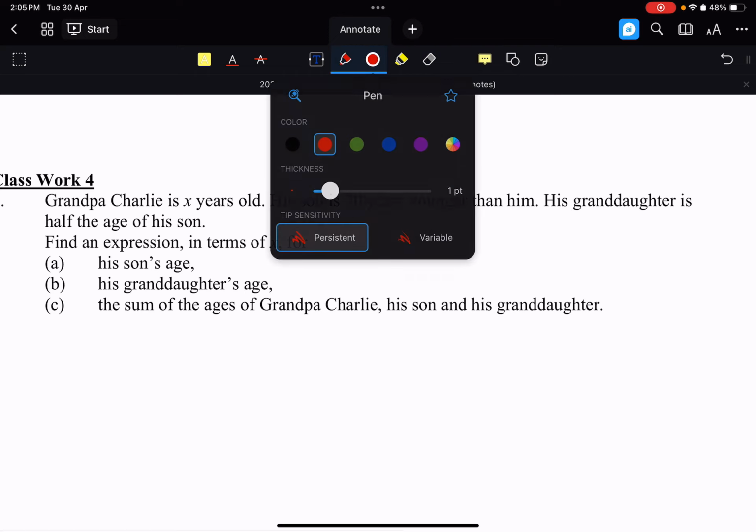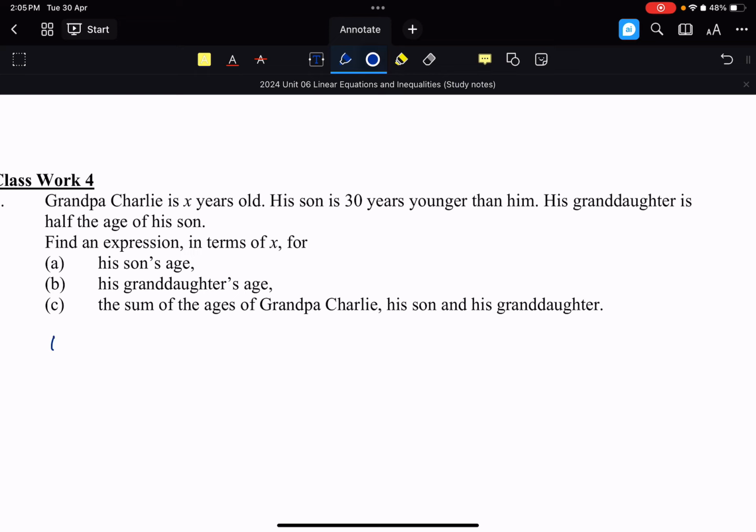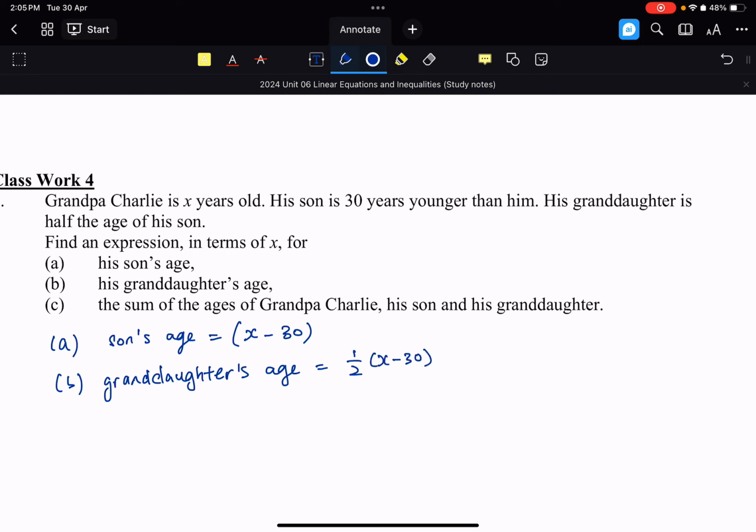So let's go. Let's change my pen color to blue. Part 1. Well, his son is 30 years younger, right? So the son's age is going to be x minus 30, right? There we go. And the granddaughter's age is going to be half of that. So the granddaughter's age is going to be half of x minus 30.